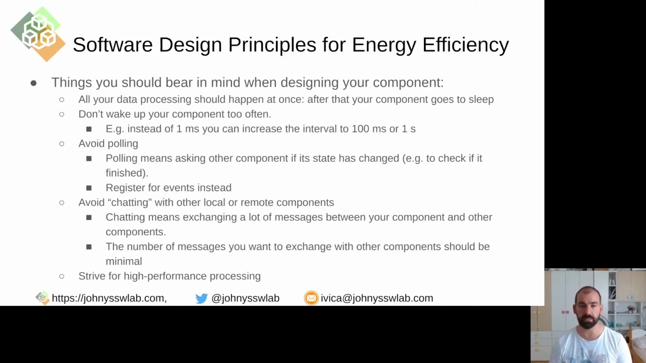Next thing, you should avoid chatting with either local components that are in the same memory space or remote components over TCP/IP. So what does chatting mean? Chatting means that you exchange a lot of messages between your component and other components. So your component exposes some API, and the other components also expose their API. When two components communicate, they should communicate in the least number of messages possible, so ideally one. And the last thing, which is also important, is you should strive for high performance processing. High performance processing means that your CPU will be fast, and will be done with its work sooner, so it can go to sleep mode and it can save battery time.